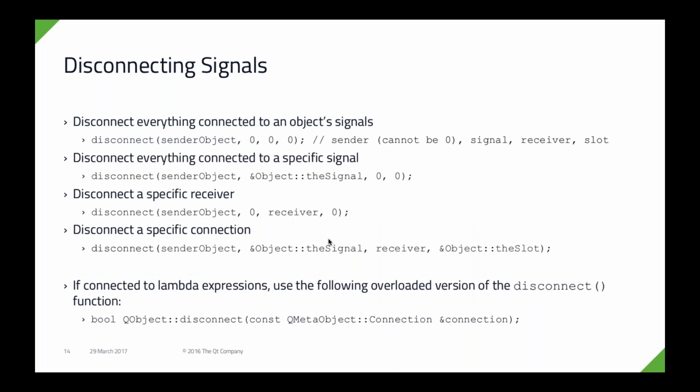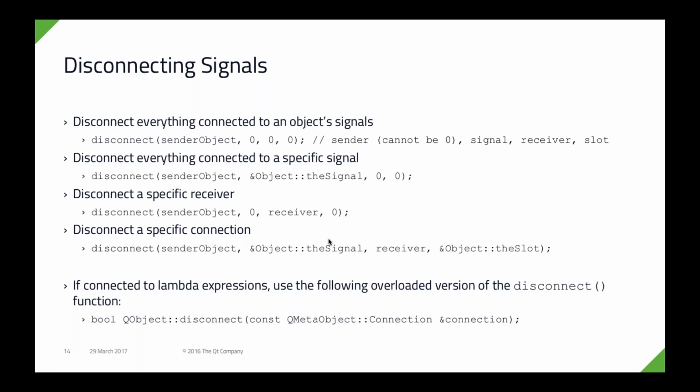Okay, when it comes to disconnecting your signals, the API is essentially the same as you do with connection. You can just disconnect everything. So you disconnect everything from one sender object. You can disconnect everything from a specific signal, and you can also disconnect a specific receiver from a specific sender object. Finally, you can call disconnect for a specific signal and a specific slot.